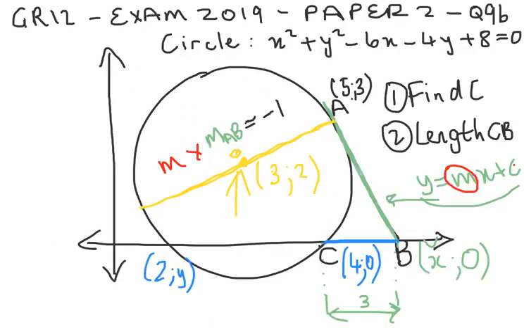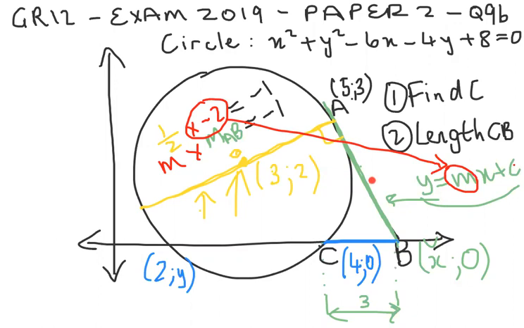So now we have the gradient over here, that is 1 over 2. Now keep in mind, we said the line that goes through the center is perpendicular to any tangent. So that means this line's gradient, which is a half, times the green line's gradient, that answer must be minus 1. So here on top, we have a half times, and if you do the math, you'll get minus 2. So a half times minus 2 gives you minus 1. What does that mean? That means this minus 2 over here is the gradient that we need for this tangent line.